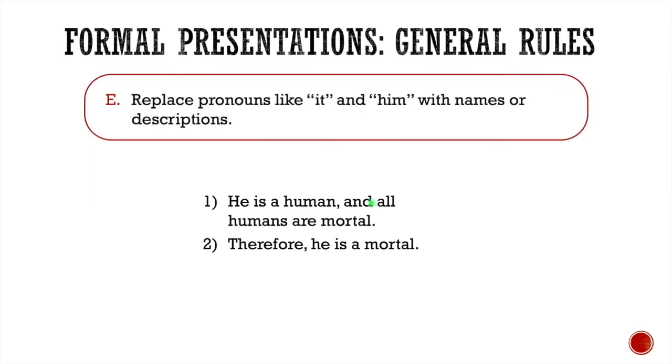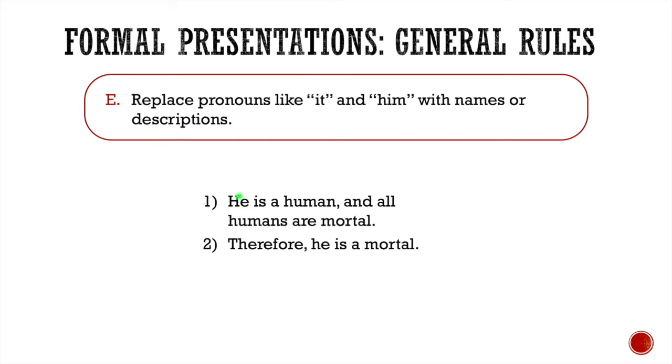The next rule is replace pronouns like it and him with names or descriptions. So in this argument we do have some pronouns. Here's a pronoun, he, and here's the pronoun again. Now pronouns are not very good because it's ambiguous, it's vague. It's hard to tell what the pronoun is referring to. If you just see this argument right here, you won't know what he is referring to. That just could be any sort of man out there or person that's a male.